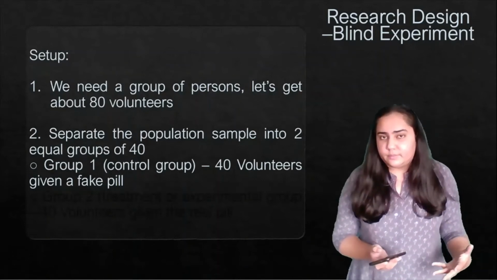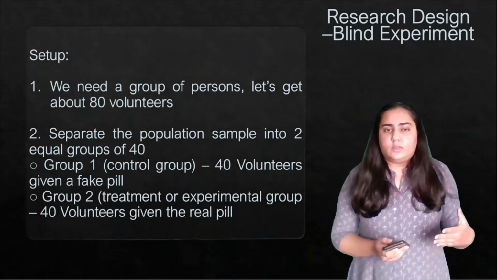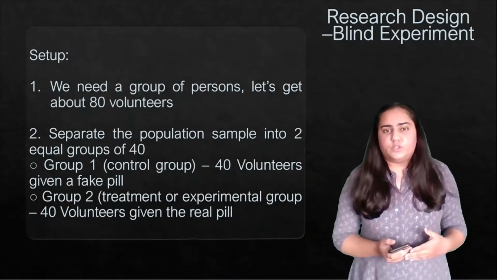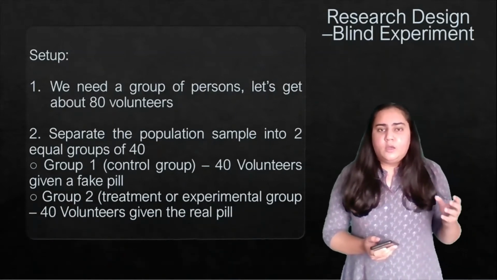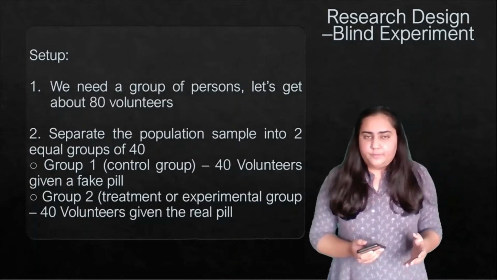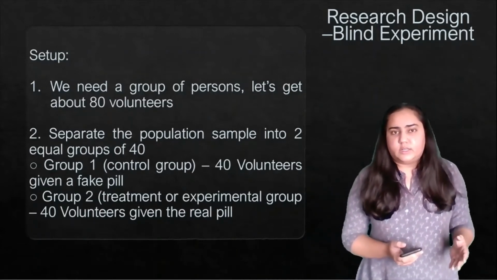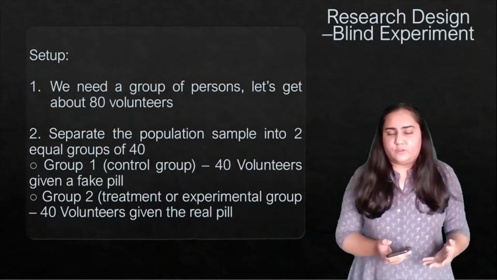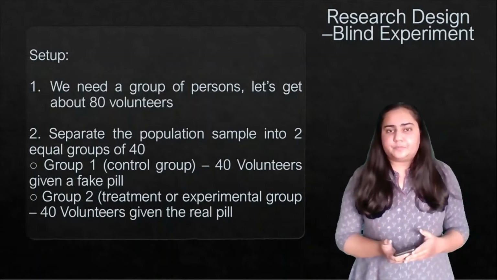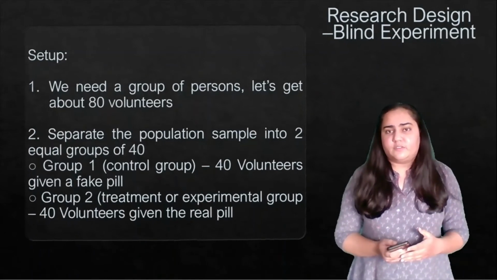They'll be just given a pill that does not do anything, but they will be told that this is a flu medicine. And there will be a group 2, which will be the treatment or experimental group, which also would contain 50% of the population, which is 40. And these people will be given the real pill.